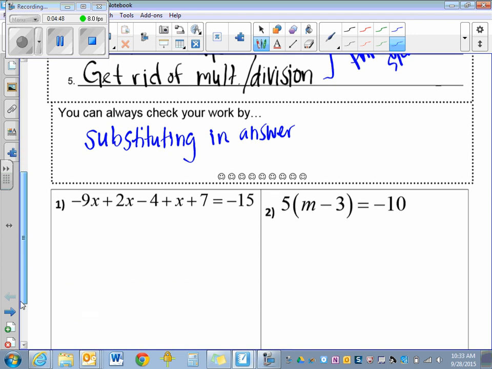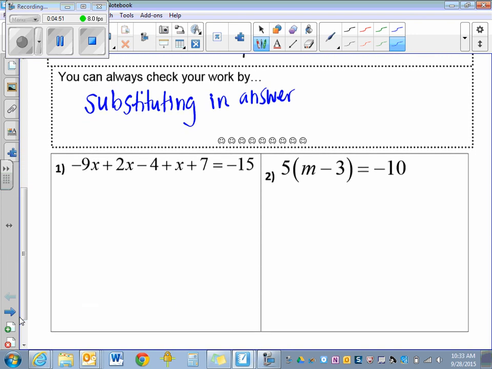Alright, so let's take a look at our first one. We don't have any parentheses here, so we can go ahead and skip that first step. Our second step says to combine like terms. So we want to combine any like terms we have on the left side and then combine any like terms we have on the right side. What like terms do we see on the left side?